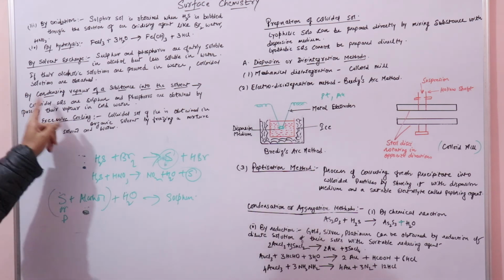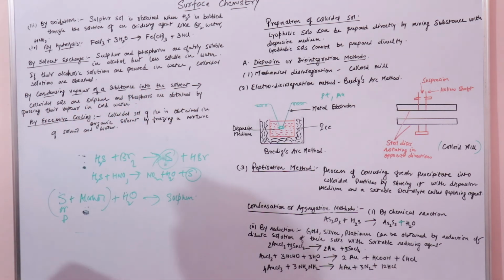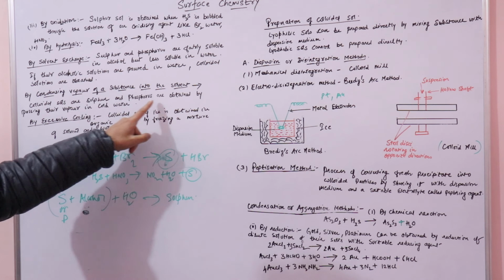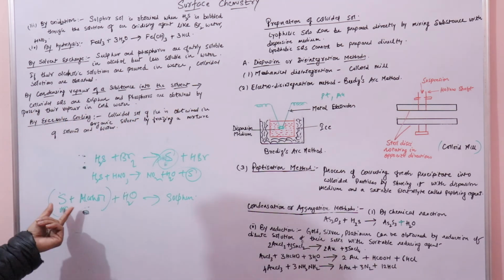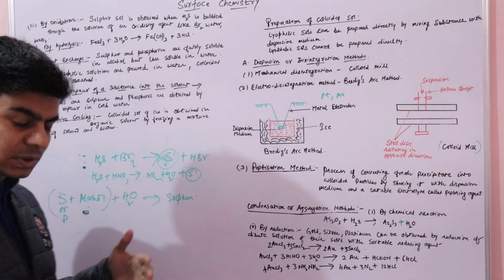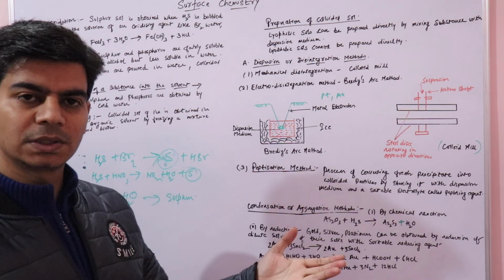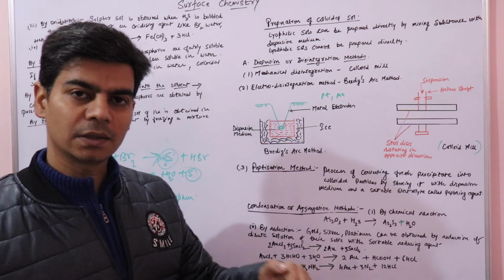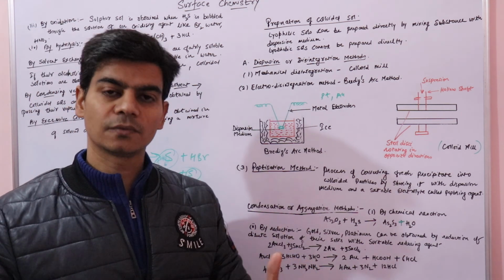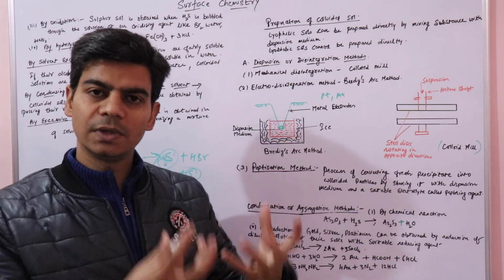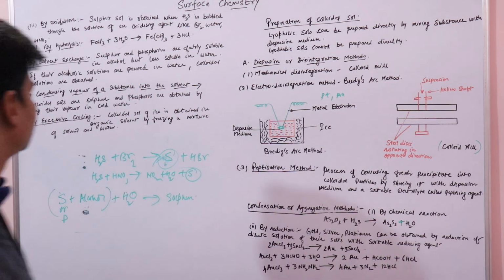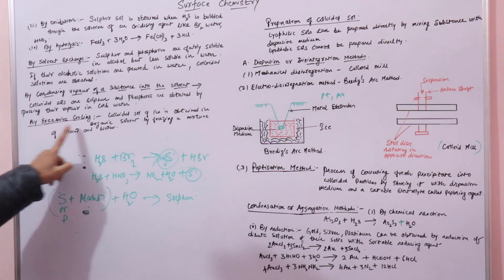The other is by condensing vapors of a substance into the solvent. Colloidal solutions of sulfur and phosphorus are obtained by passing their vapors into cold water. Similarly, if you have sulfur or phosphorus in vapor state and you pass the vapors through cold water, the vapors will condense and form colloidal solutions of sulfur or phosphorus. The other is by excessive cooling.